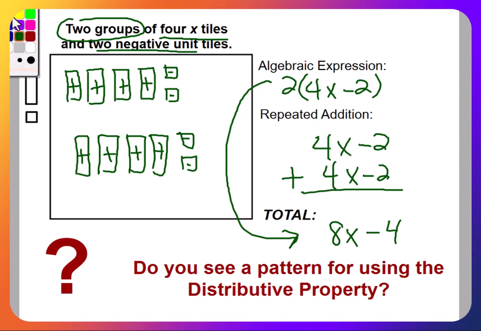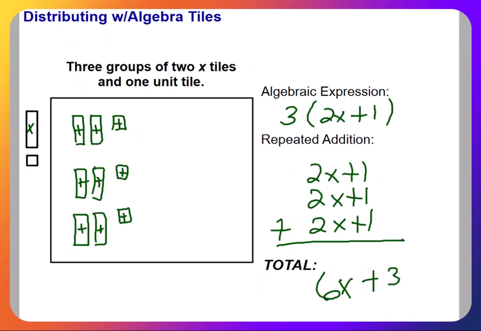Did you see that you're taking the 2 and you're multiplying it by the 4? 2 times 4 is 8x. Then how did we get the negative 4? Can you see that we took the 2 and we multiplied it with the negative 2? A positive times a negative is a negative, and 2 times 2 is 4. 8x minus 4.